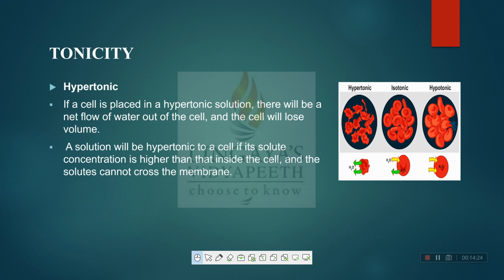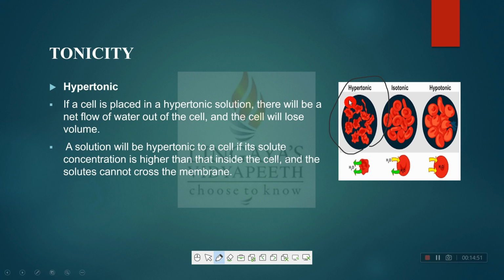Now talking about the hypertonic solution. If a cell is placed in a hypertonic solution, there will be a net flow of water out of the cell. This is described in this picture as well. You can see that these are the cells and the water has moved out of the cells. That's why these cells have shrunk. Now what is a hypertonic solution?